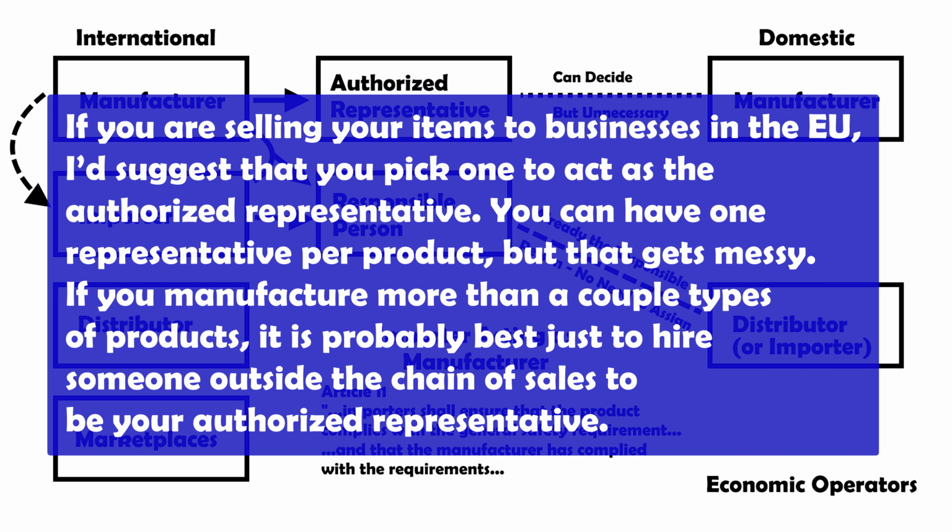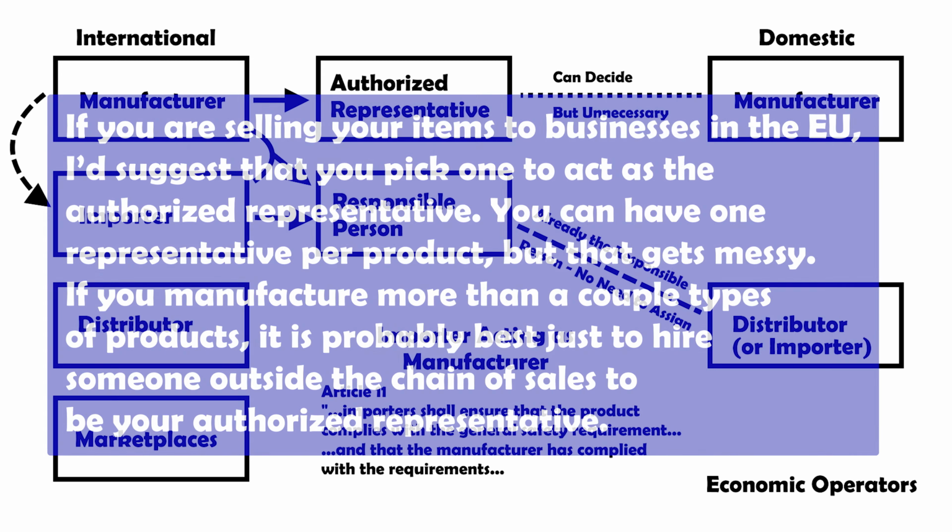You can have one representative per product, but that gets messy. If you manufacture more than a couple types of products, it is probably best just to hire someone outside the chain of sales to be your authorized representative.